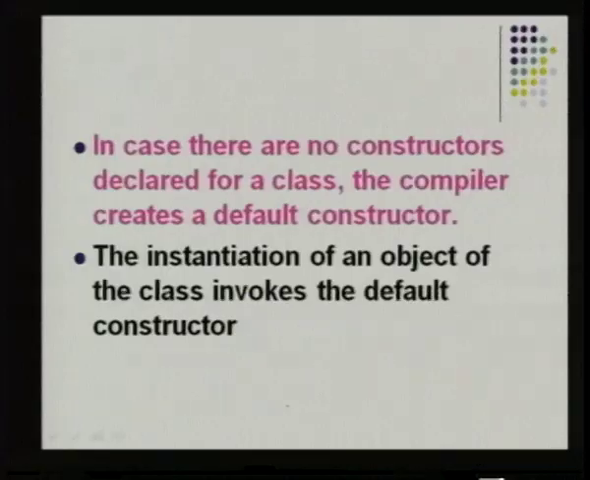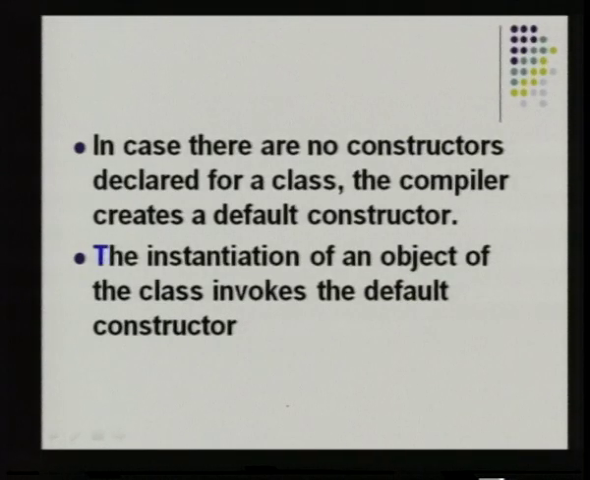Now, in case there are no constructors declared for a class, the compiler itself creates a default constructor. Default in the sense, when nothing specifically is mentioned, the compiler will take up that particular option. So, how is a default constructor invoked? The instantiation of an object of the class invokes a default constructor. The default constructor is not written by the programmer, it is not even visible to the programmer. The compiler itself creates a default constructor and initializes all the member variables and data members that are declared inside that class for that particular object to 0 values.